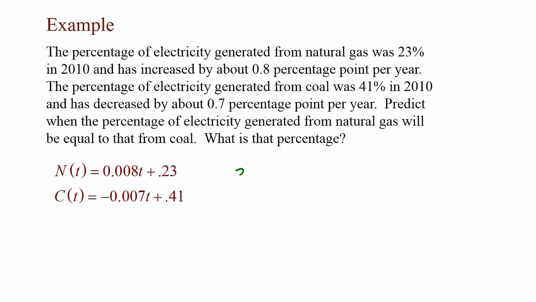So what is the percentage? 32.6%. To check our answer, we need to consider that the two lines cross at the ordered pair (12, 0.326). We can verify this by using intersect on our calculator.